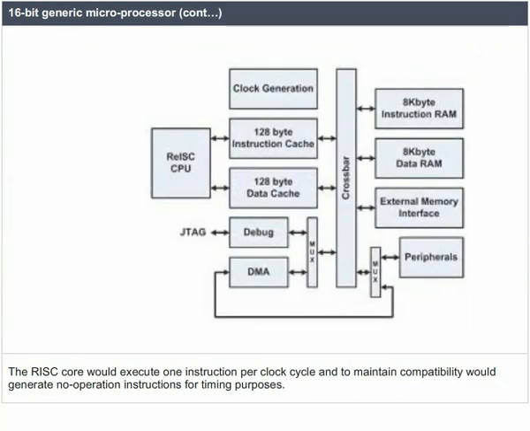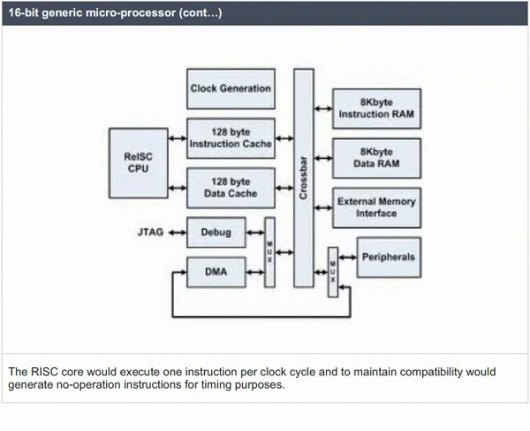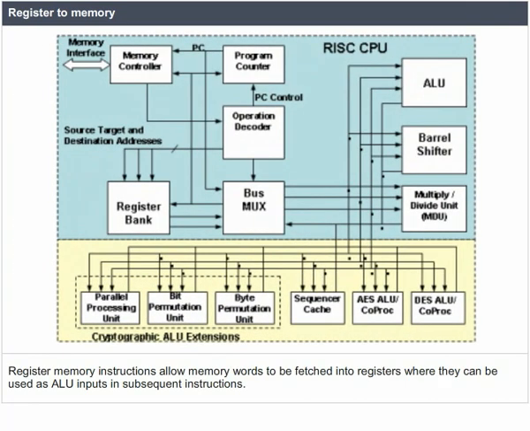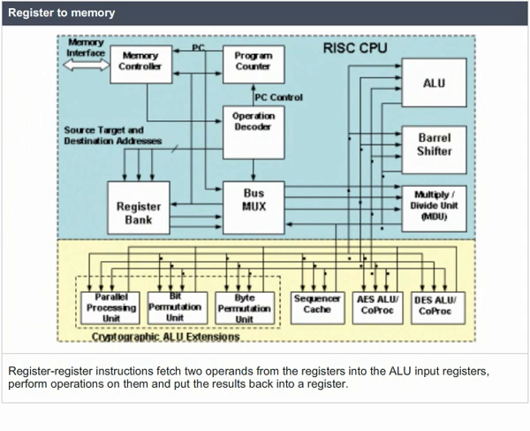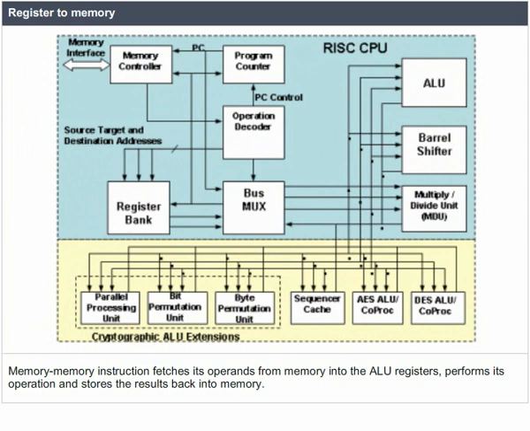The RISC core would execute one instruction per clock cycle, and to maintain compatibility would generate no operation instructions for timing purposes. Register to memory instructions allow memory words to be fetched into registers where they can be used as ALU inputs in subsequent instructions. Register instructions fetch two operands from the registers into the ALU input registers, perform operations on them, and put the results back into a register. Memory instructions fetch their operands from memory into the ALU registers, perform their operation, and store the results back into memory.